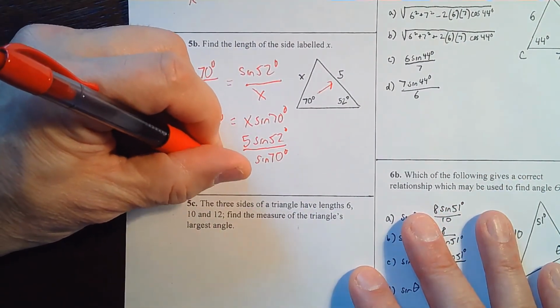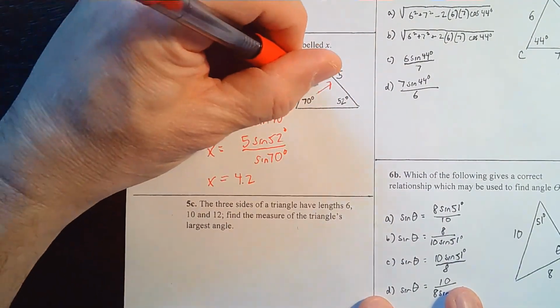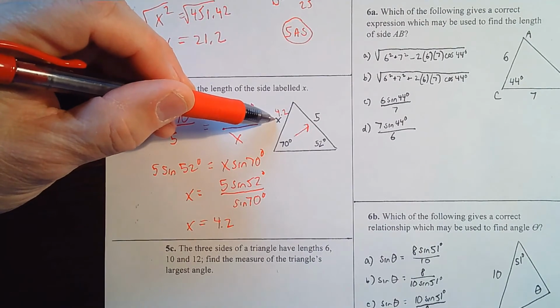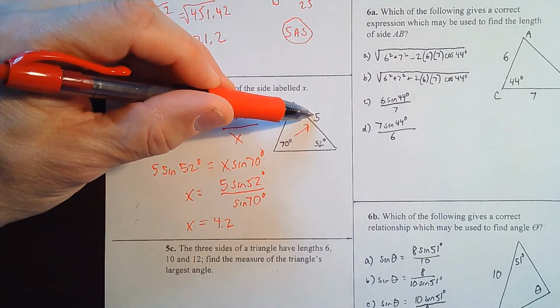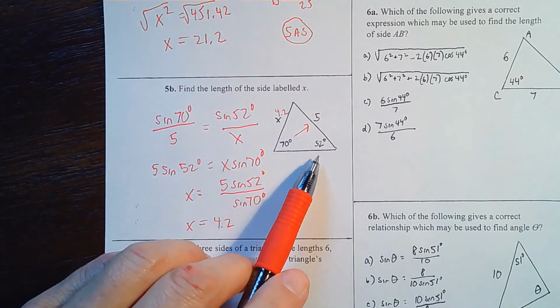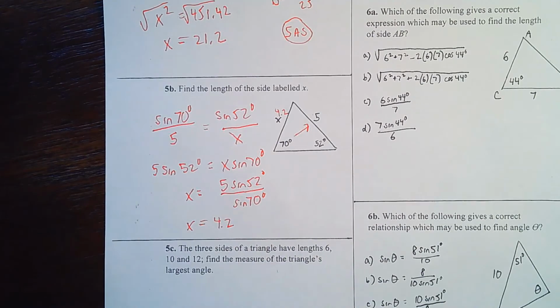And you run that through your calculator, and I get x equals 4.2, which makes sense here because x at 4.2 is smaller than side 5. And we expect that because the angle opposite the 4.2, 52 degrees, is smaller than the 70 degrees, which is opposite the other side.